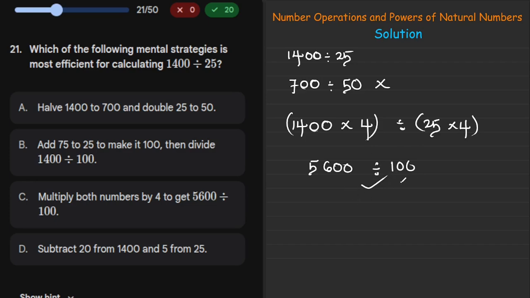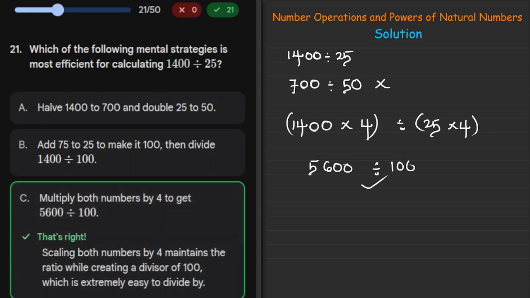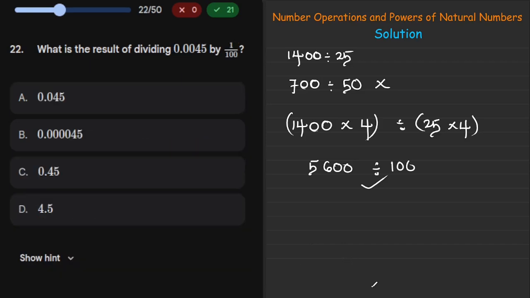This would be the best choice because we can easily divide by 100. Initially I said if we want to divide by 100, we move our decimal the number of zeros you have right here. So let's try C, and C. That is correct.